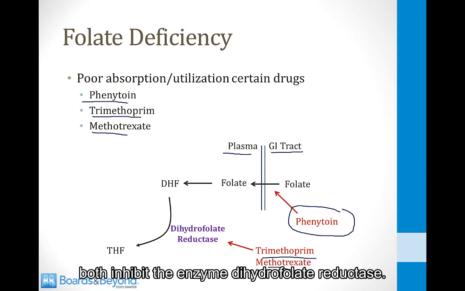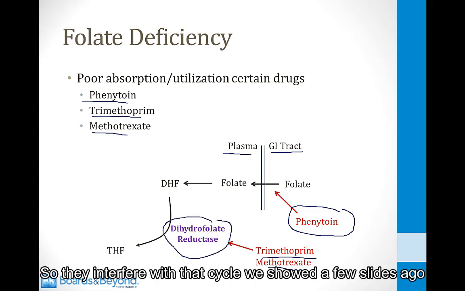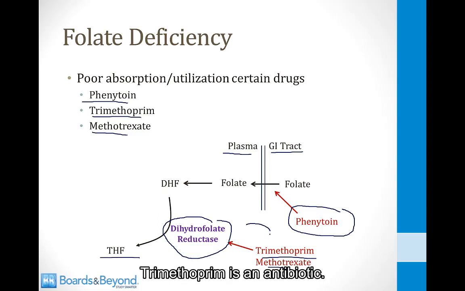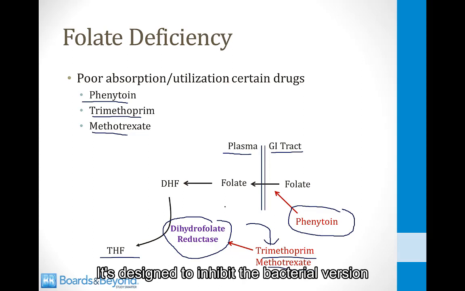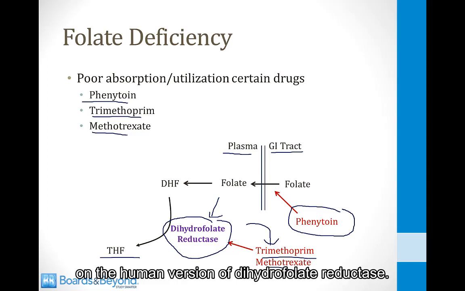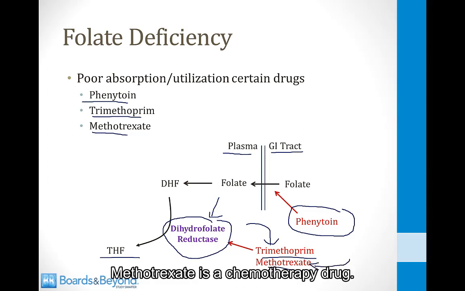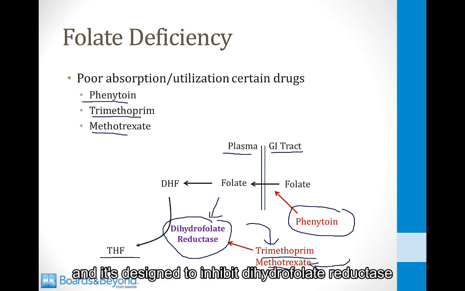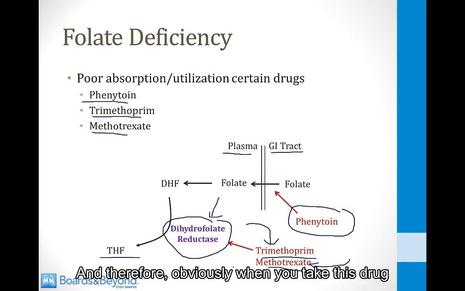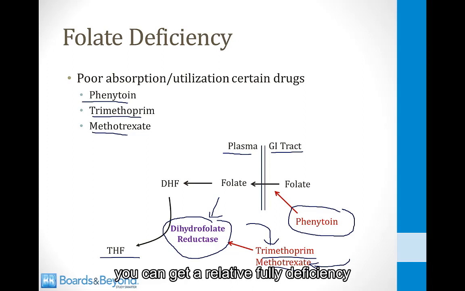Trimethoprim and methotrexate both inhibit the enzyme dihydrofolate reductase, so they interfere with that cycle we showed a few slides ago in which dihydrofolate is converted to tetrahydrofolate. Trimethoprim is an antibiotic. It's designed to inhibit the bacterial version of dihydrofolate reductase, but it has some effect on the human version of dihydrofolate reductase. Methotrexate is a chemotherapy drug. It's also used for immunosuppression, and it's designed to inhibit dihydrofolate reductase in order to suppress the immune system or kill cancer cells. And therefore, obviously, when you take this drug, you can get a relative folate deficiency because you can't metabolize folate properly.